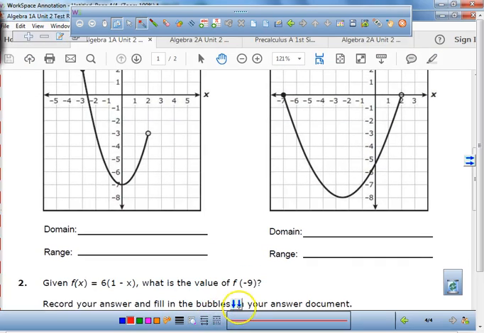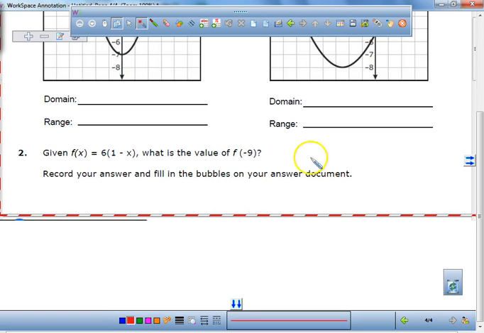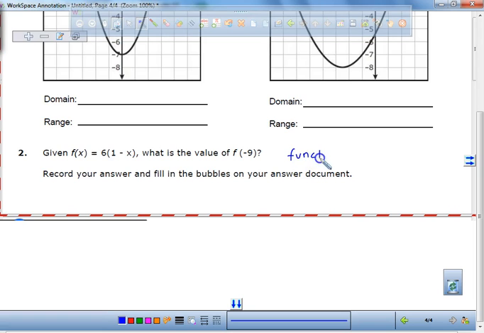All right. Now, everybody, number 2. This is going to be really, really easy. You're going to see some questions like this on the test. Could you please write function notation. Write this down. Okay?